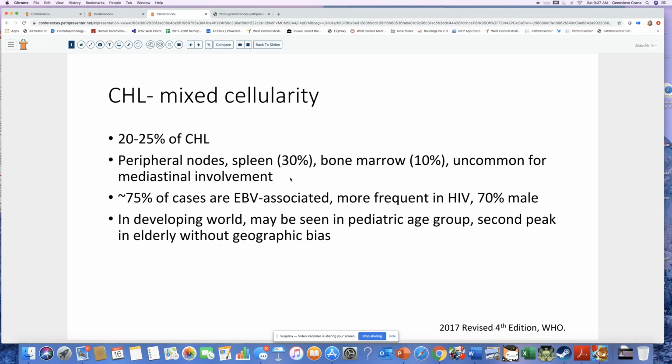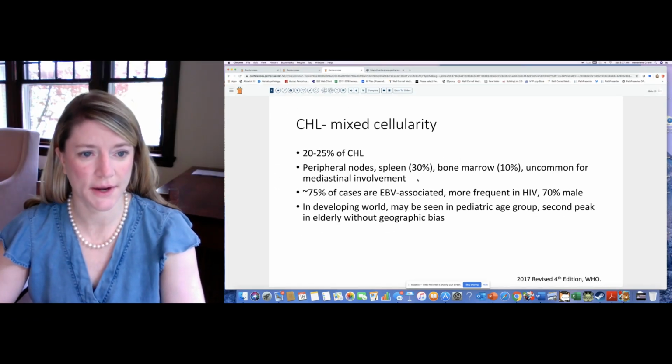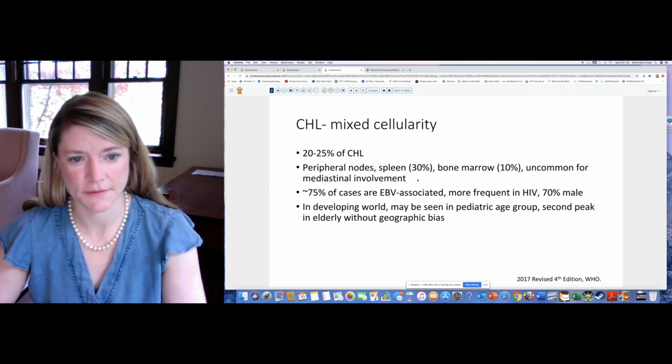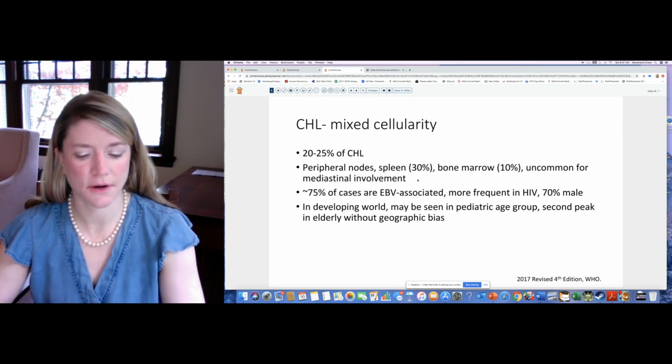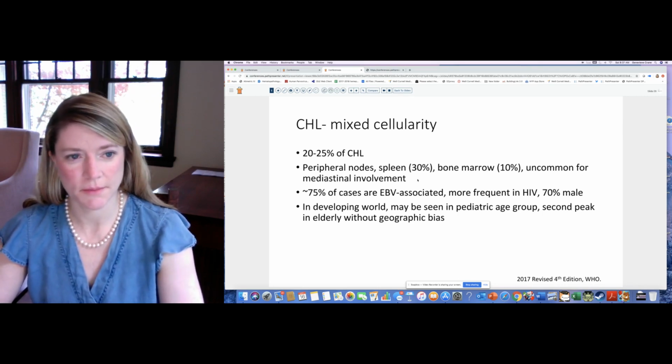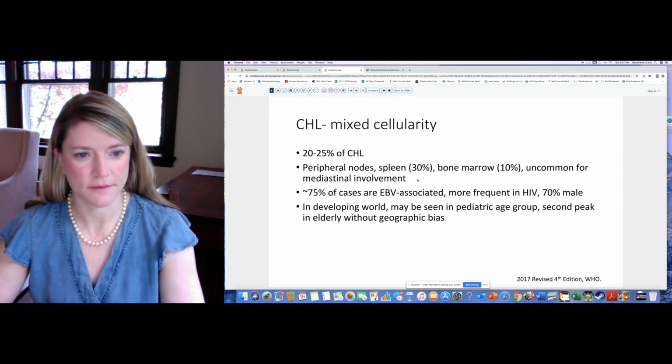It'd be very helpful to have a CD30, CD15, PAX5 to be certain that we did have these large CD30 positive cells with co-expression of CD15. This sort of mixed cellularity picture could bring to mind other possible EBV-driven processes. So you'd want to see that the Epstein-Barr virus was fairly localized to the large atypical cells rather than being admixed small to medium lymphoid cells as well.